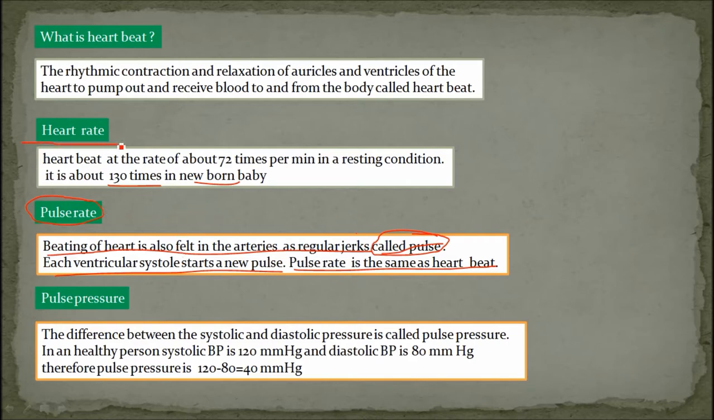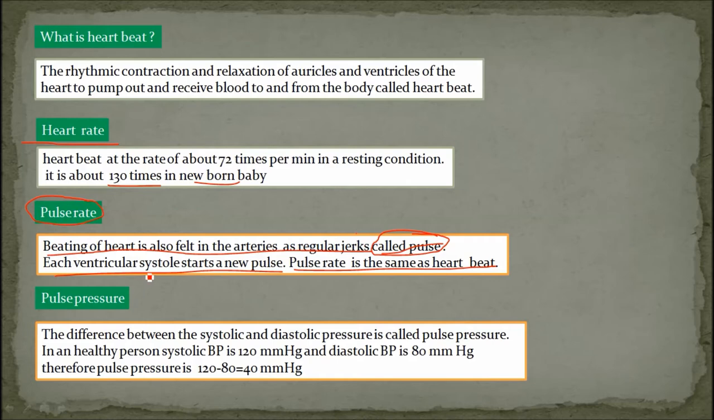One heartbeat complete means one cardiac cycle complete, and the one cardiac cycle consists of the parts: auricular systole, auricular diastole, ventricular systole, ventricular diastole. When the new cardiac cycle starts, then the joint diastole should take place. So wherever the pulse rate is there, that is the same as the heartbeat. Is it clear for everyone?